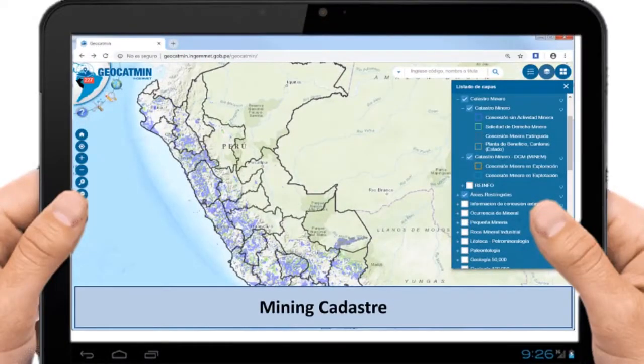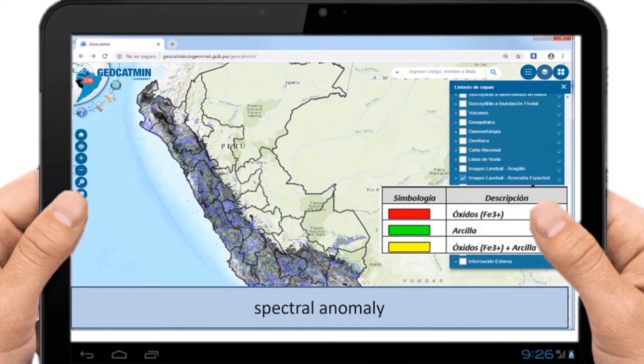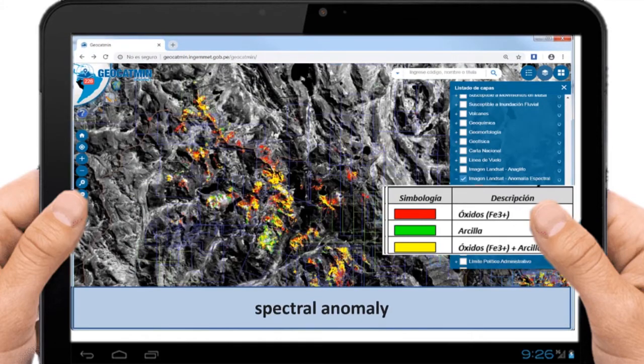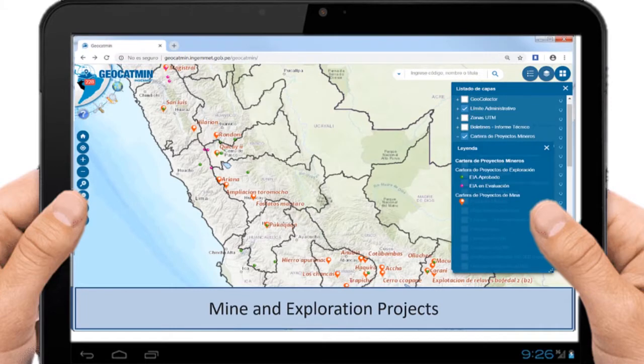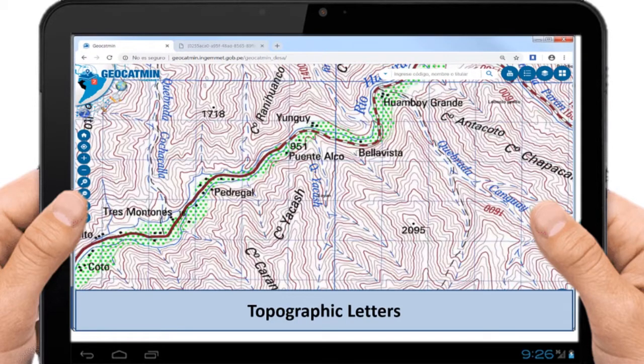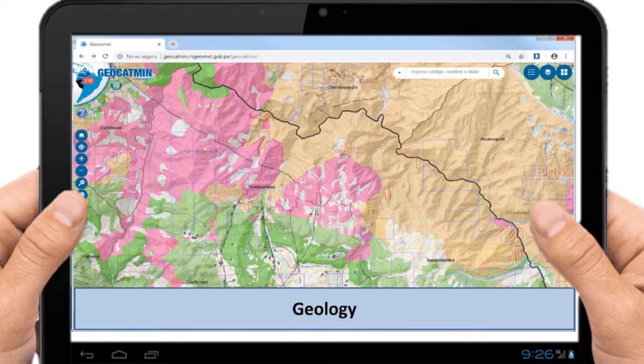INGEMET also provides the entire national mining cadastry through a graphic and alphanumeric arrangement. The mining cadastry is shown in an orderly manner. It also contains images of spectral anomalies where oxidized enclaves can be identified to recognize the mineral potential that can be found on the Geocatmin platform.